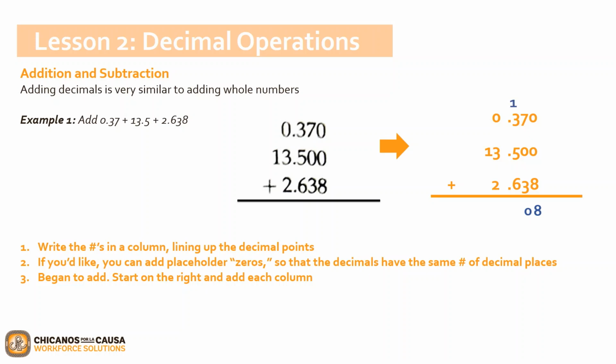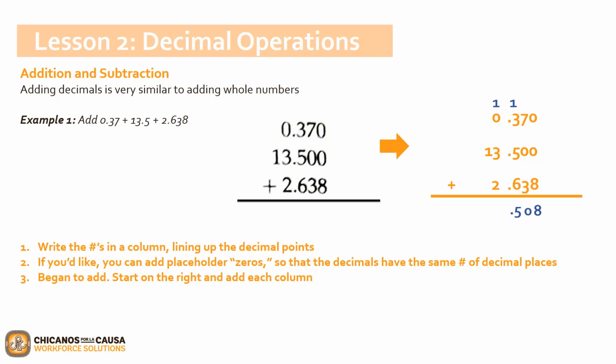So now, technically, we have 4 numbers in this column to add. We have 1, 3, 5, and 6. This gives us a total of 15. So we're going to do the same. We're going to place the 5 here, and then we're actually going to carry over another 1.